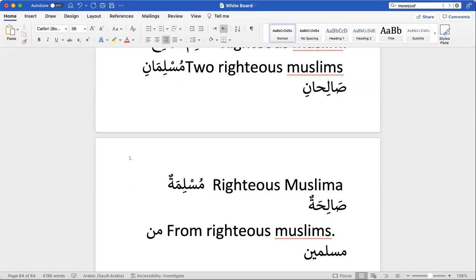Min Muslimina Salihin. Had it not been min, then it would have been Muslimuna Salihuna, right? So in this case, as min has come before it, we'll have Muslimina Salihin. Clear? Others?